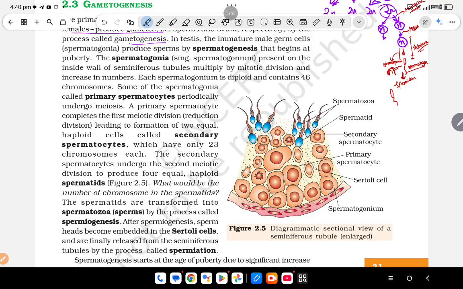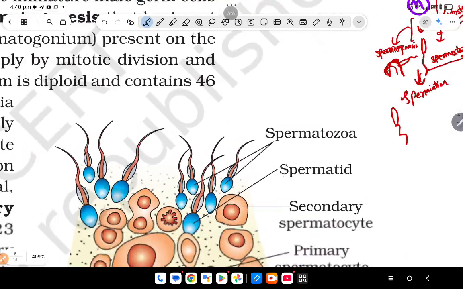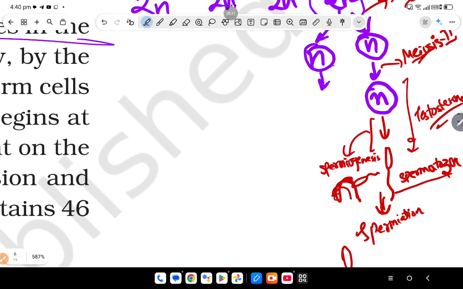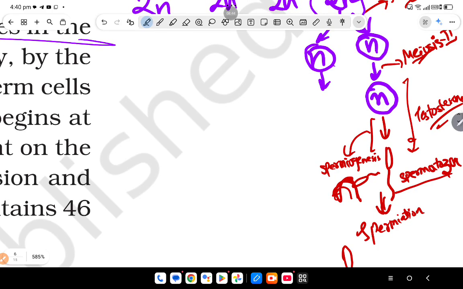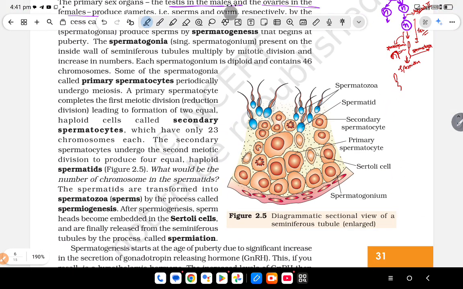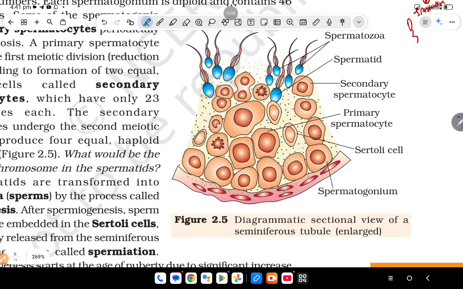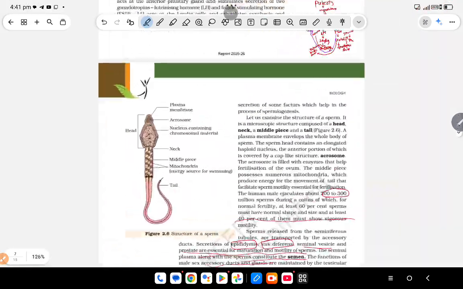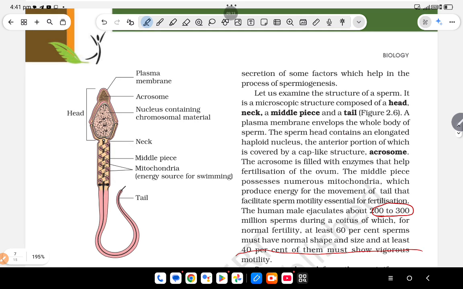And this spermiogenesis is helped by testosterone, and this process is called spermiogenesis. But after it, when released from the Sertoli cells, it is called spermiation. Here's the diagram. Let us examine this.